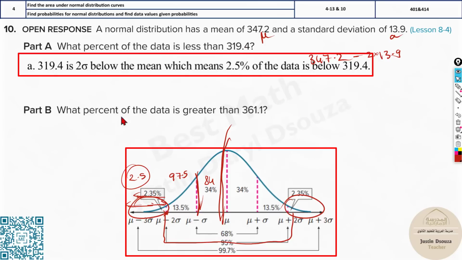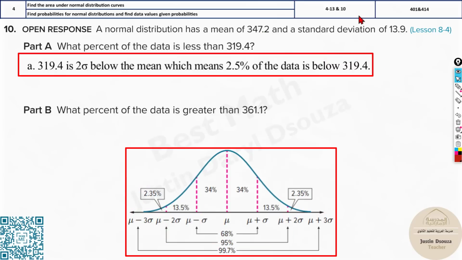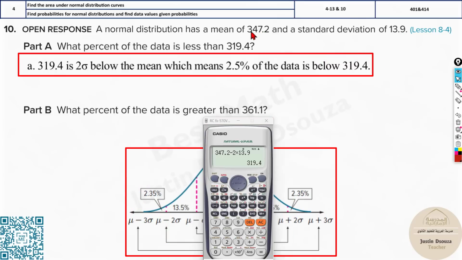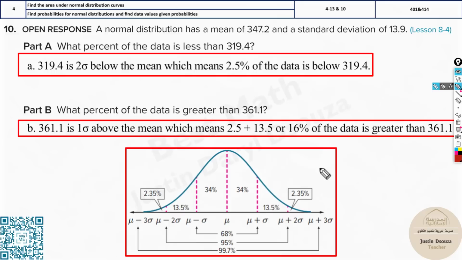Now, what percent is greater than 361.1? Again, let's take our calculators. Here now I'll start adding because it's more than the mean, right? If it's 2 times, it's way more. No. So I need to add only 1 times the standard deviation. And here you can see it's 361.1. So that means it's this point over here, 1. How much is it from here to here? Half is 50, and adding this, it's 84%.